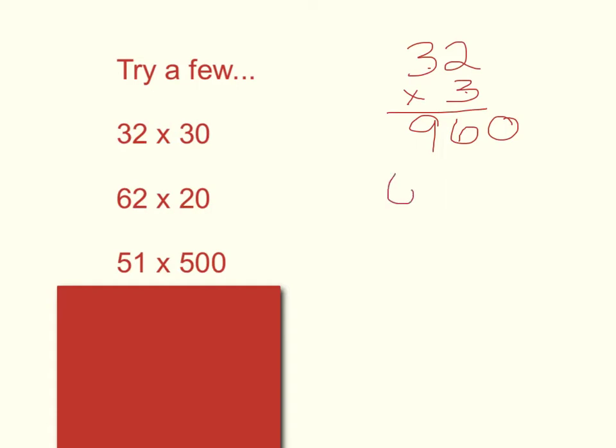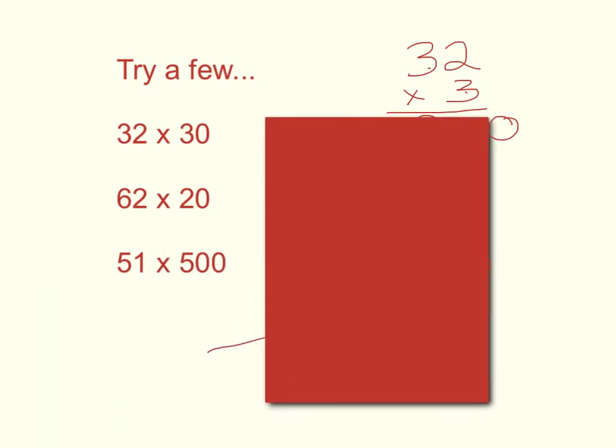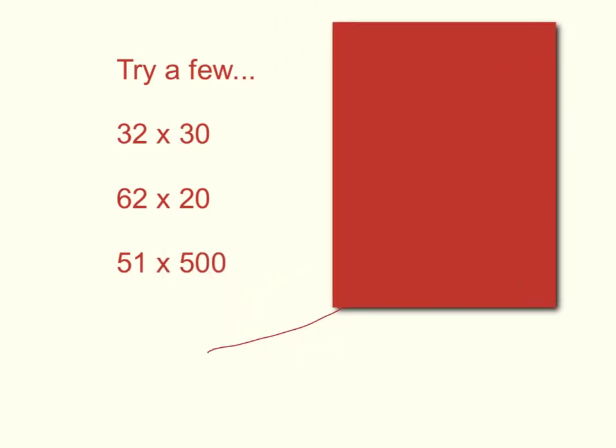Okay, 62 times 20. We're going to write 62 times, put the 2 in the ones place and let the 0 roll off. 2 times 2 is 4, 6 times 2 is 12, and our answer is 1,240.